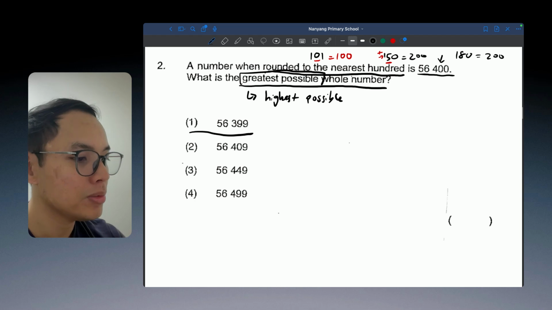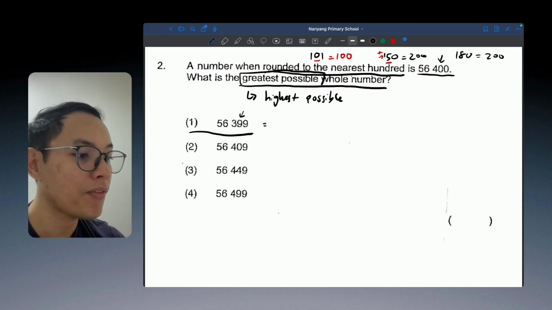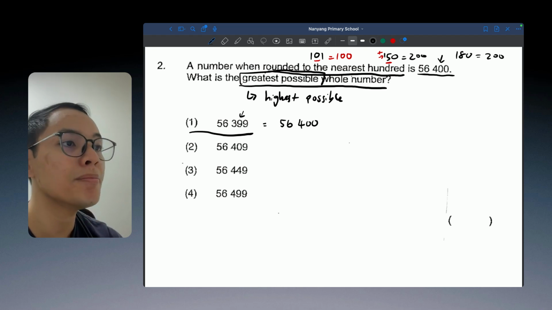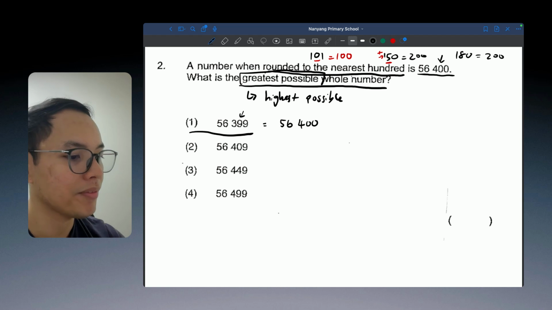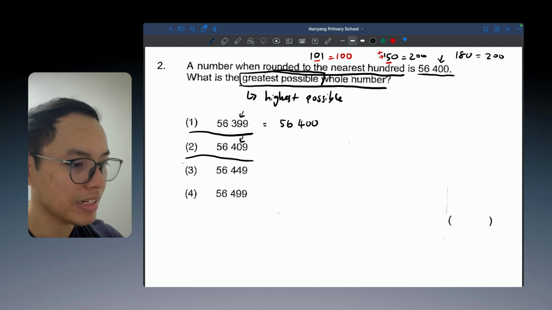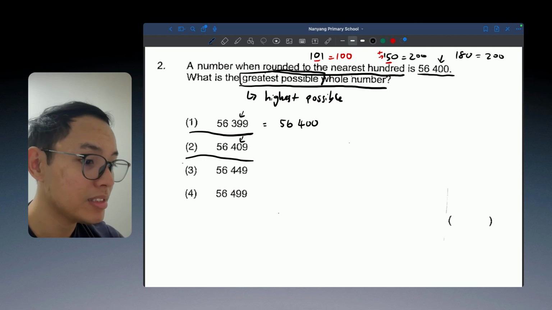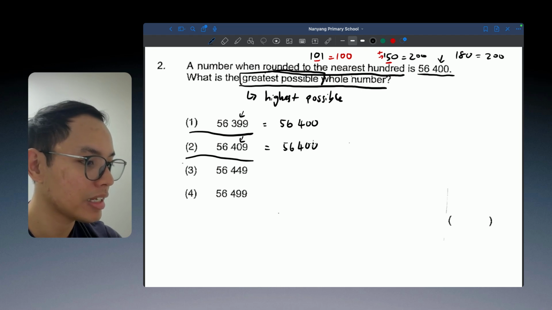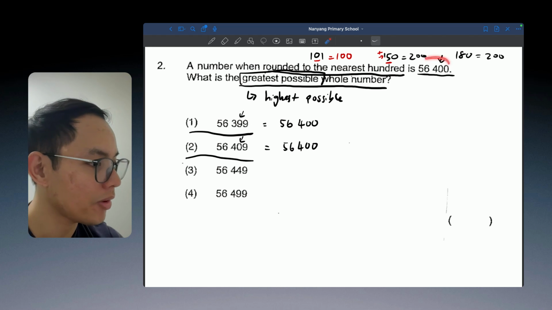56399. So if I go to the 9 over here, is it 5 or more? Yes, that means if I round to the nearest 100, it will be 56400. Okay, this is a possible answer. Next one, 56409. So this is also possible, because 0 is less than 5, so this will round down, but it will still give us the number 56400 as what we are looking for over here.